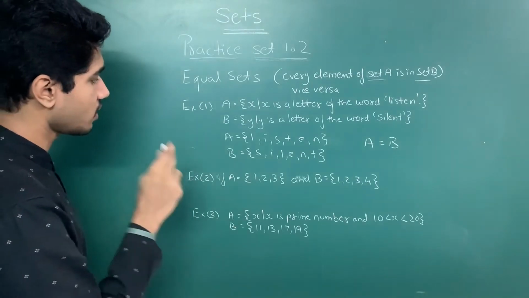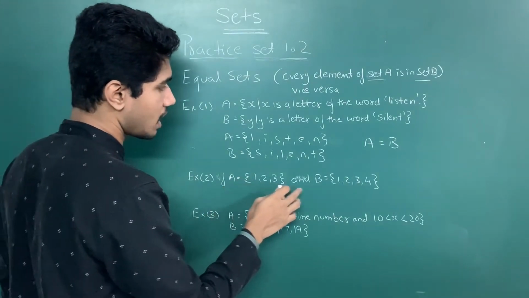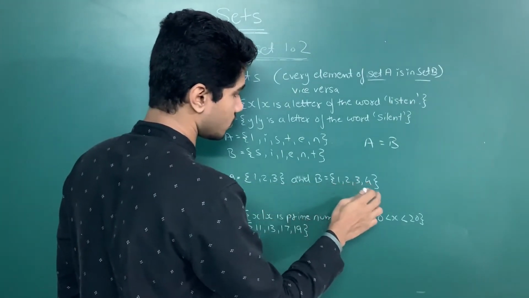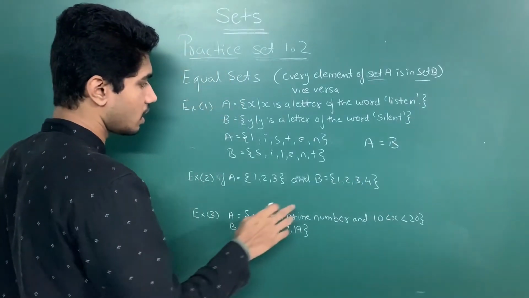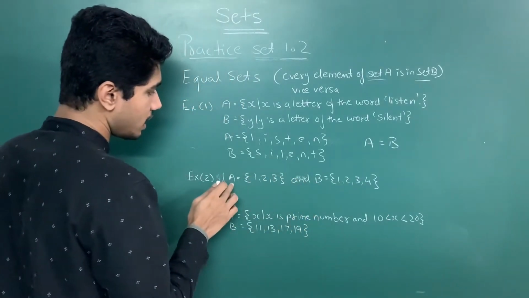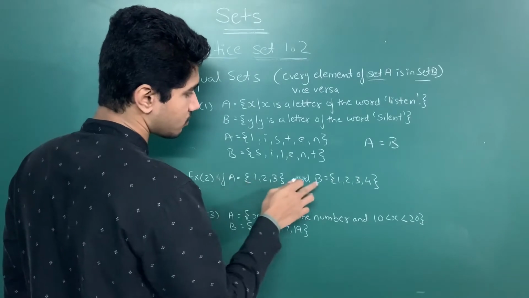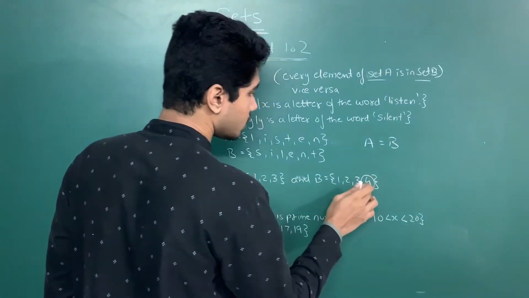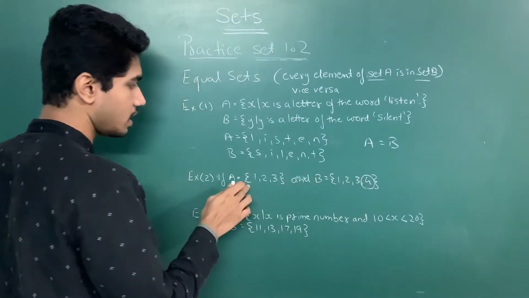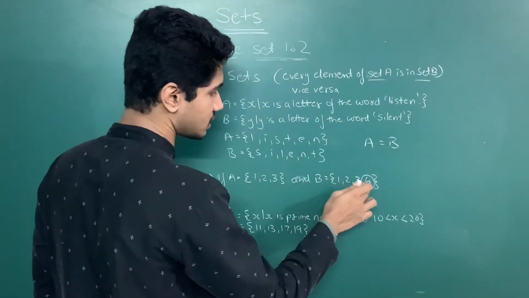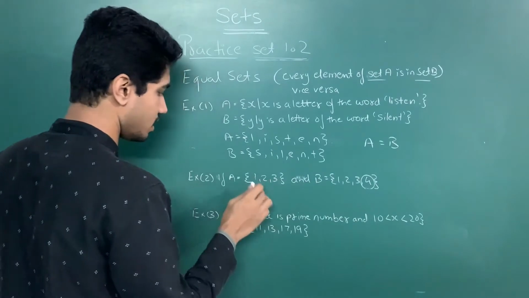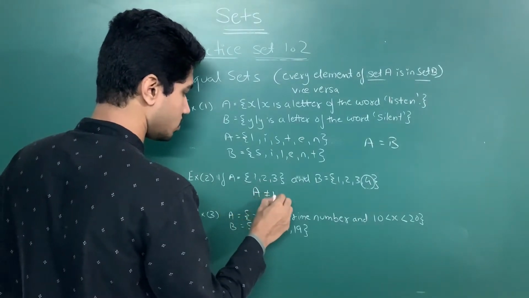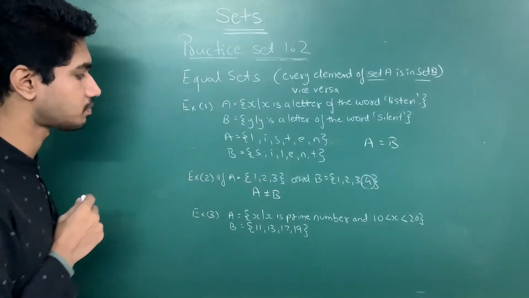Example 2. If A is equal to {1, 2, 3} and B is equal to {1, 2, 3, 4}. Now in this case, if you see, A has 3 elements, that is 1, 2, 3, and B has 4 elements with an extra 4. Therefore, this doesn't match with A. The 4 which is in the set B is not in A. Therefore, A is not equal to B.